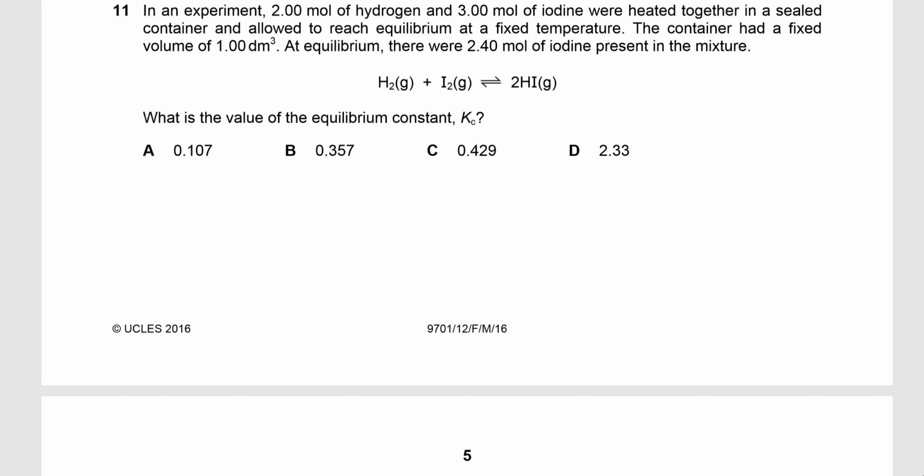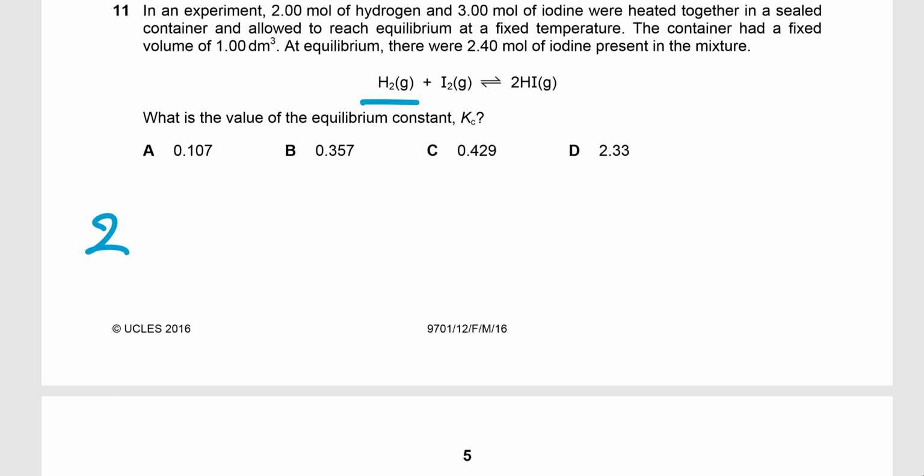In an experiment, 2 mole of hydrogen and 3 mole of iodine were heated together in a sealed container and allowed to reach equilibrium at fixed temperature. The container had a fixed volume of 1 cubic decimeter. At equilibrium, there were 2.4 mole of iodine present in the mixture. Here you have hydrogen, 2 mole. Here the number of moles equals the concentration, because the volume is constant, so you don't need to convert the number of moles to concentration.